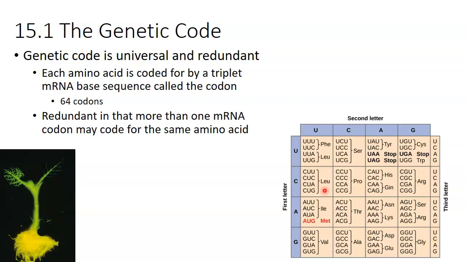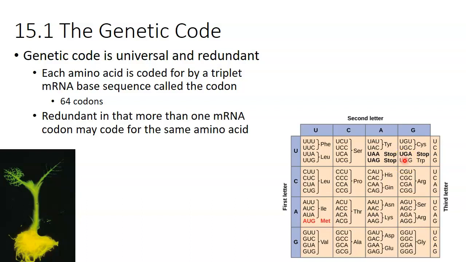Some that are not redundant. So here, AUG, which is also called the start codon, codes for methionine. Nothing else on here is going to code for methionine. I also want to point out the stop codons: UAA, UAG, and UGA. When the ribosome gets to any of those three codons, it's going to cause the ribosome to stop.